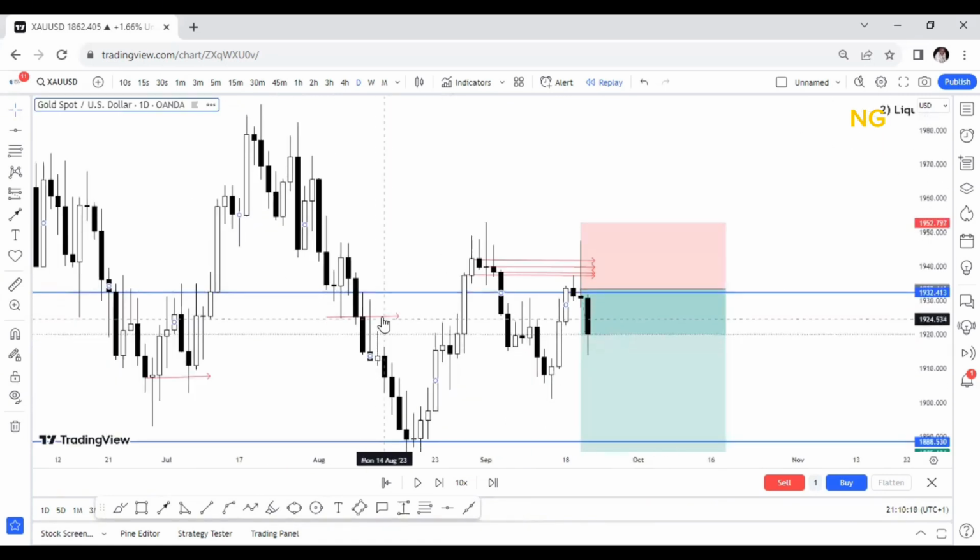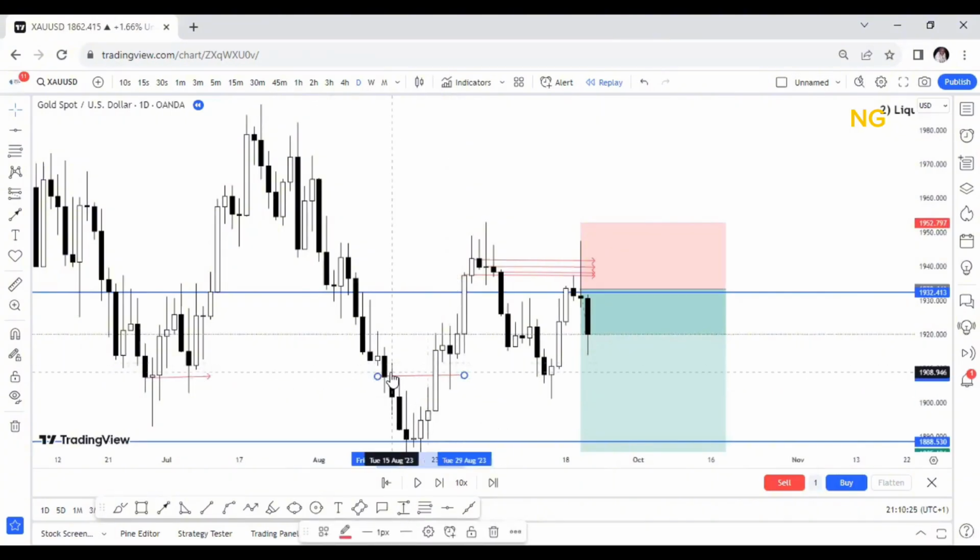Like for example, this place we have here. Can you see the breakout? Good breakout here. Price broke out of this gap level and it came back into it. Tap into it.